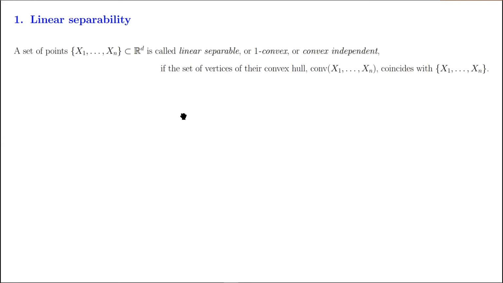We start with the concept of linear separability. A set of points x1, x2, and so on, xn, is called linear separable, or convex independent, if the set of vertices of their convex hull coincides with the points themselves. Or equivalently, the set of points is called linear separable if each point in the set is separated from all other points by a hyperplane.